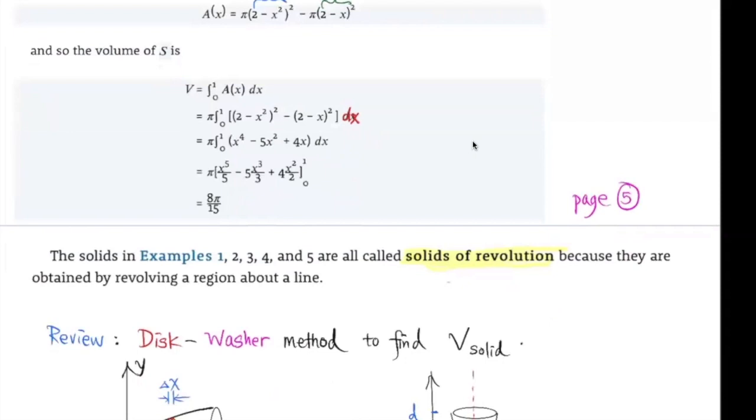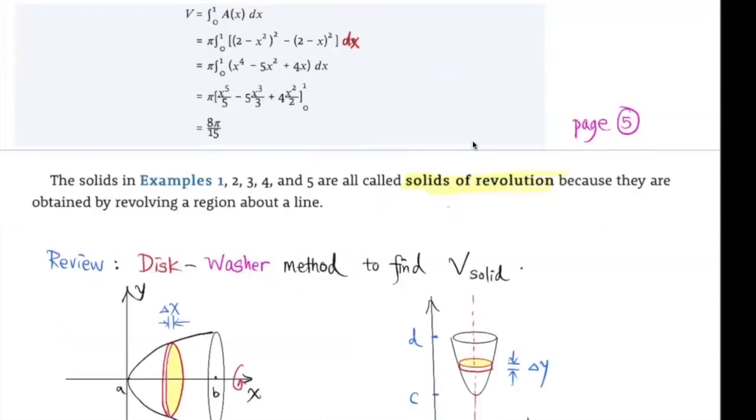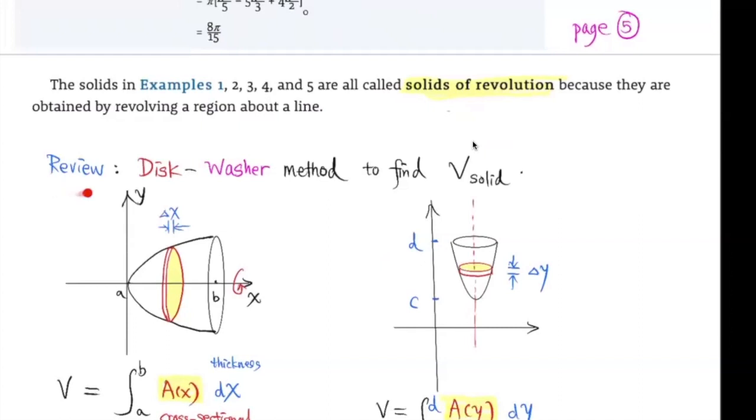Now the solids in examples 1, 2, 3, 4, 5, those are called solids of revolution because they are obtained by revolving a region about a line. So they're called solids of revolution. Okay, so let's summarize and review the disk washer method to find the volume for a solid.